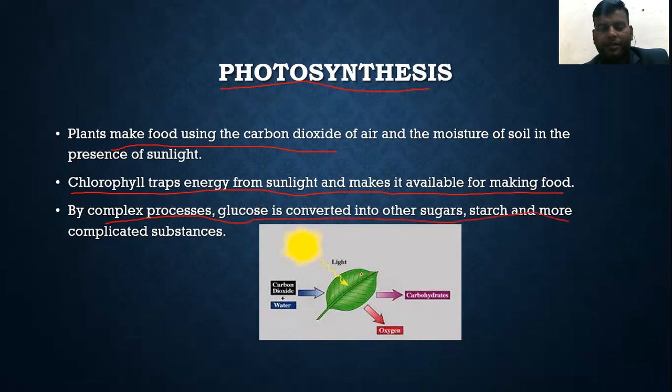You can see the sun is there, the sun rays are falling directly on the leaf, and here is the carbon dioxide plus water, which gives out carbohydrate and oxygen. Plants store food in the form of starch and some other substances. Animals obtain sugars, starch, and other substances from the plants. Now this was about photosynthesis.